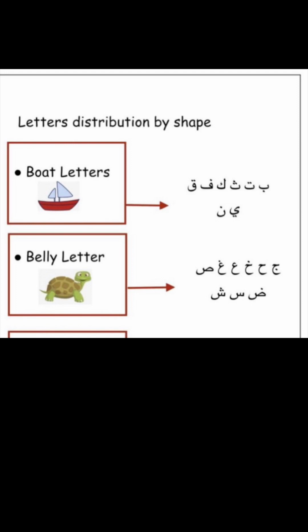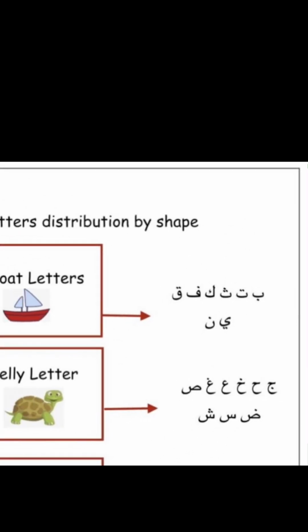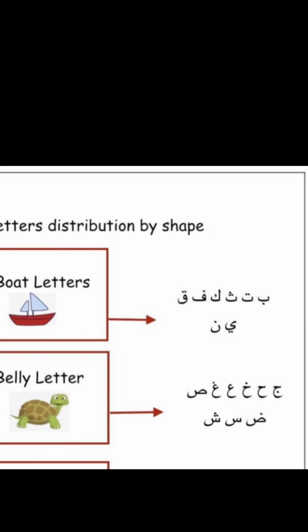There are two shapes of belly, C-shaped and U-shaped. Jim, ha, kha, ain, ghain have a C-shaped belly, whereas sad, dad, sin, sheen have U-shaped bellies.